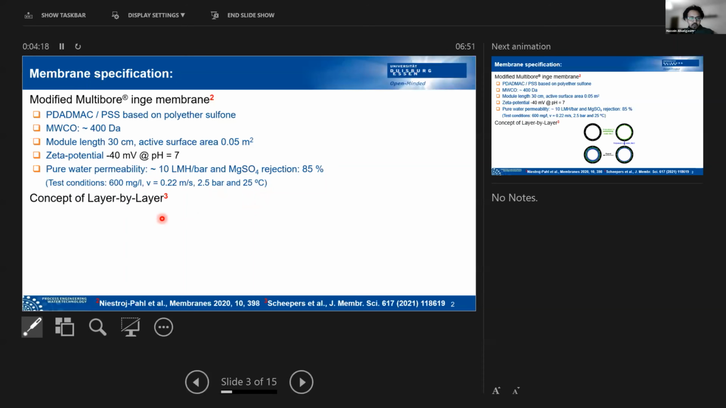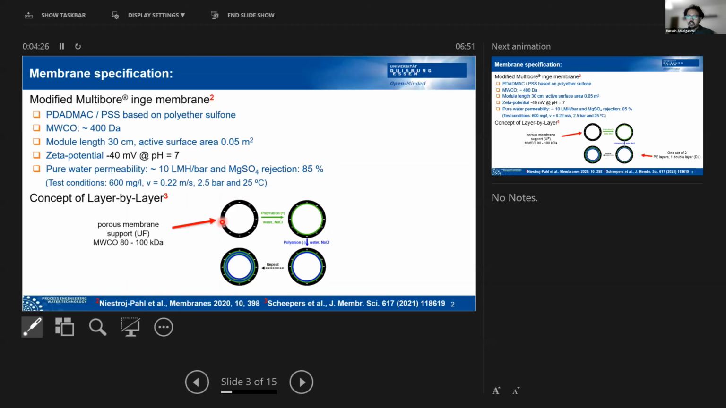So before I go further and show the results, I want to give a short overview. What is the concept of layer by layer? You have a support layer, or a porous membrane, which in this case, as I said, is the Multibore Inge membrane, which is the UF membrane with a molecular weight cutoff in the range of 80 to 100 kilodalton. Then you coat the support layer with polyelectrolytes, in the beginning the polycation, the positive one, and then you have your layer formed above the support layer of the UF.